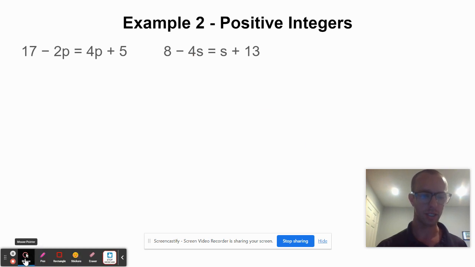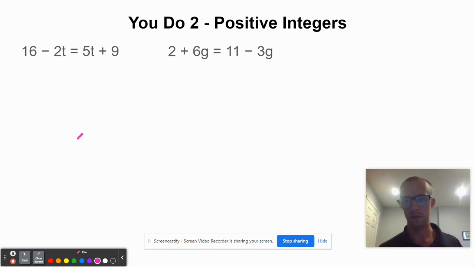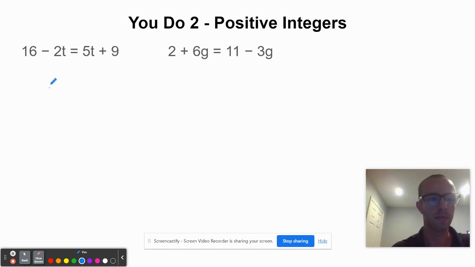Let's clear these out and go to Your Turn 2. This is the chance for you to pause and solve. So go ahead, 3, 2, 1, pause and solve. All right, hopefully you just finished solving. I'm going to go through these pretty quick since hopefully you understand this by now.